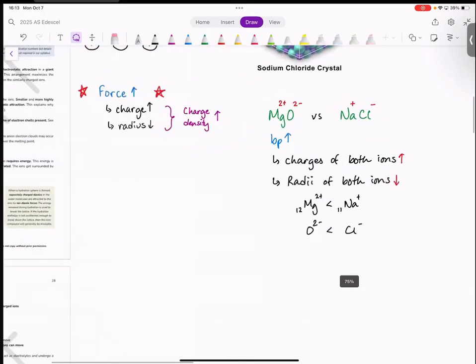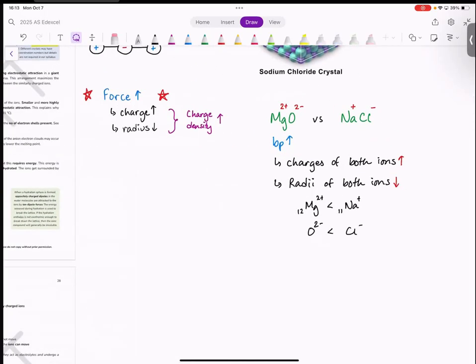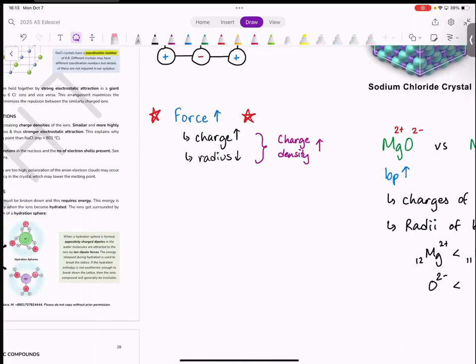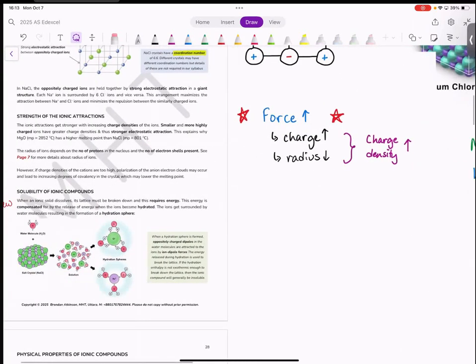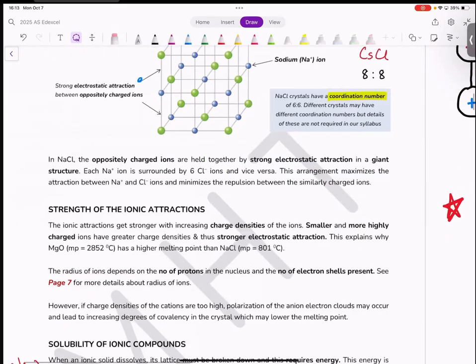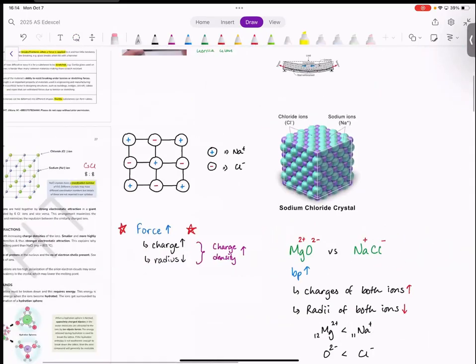So charge density is a term we came across in polarizing power and polarization. Charge density is a function of charge and radius, basically. So greater charge and smaller radius leads to greater charge density. So let's read. So in NaCl, opposite, so this is the structure answer.